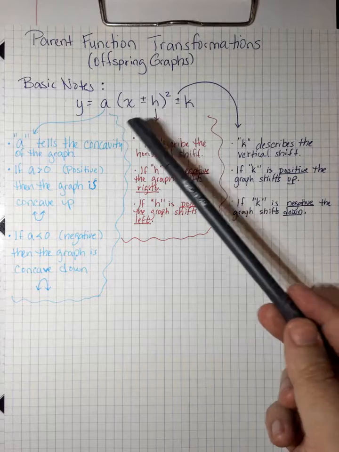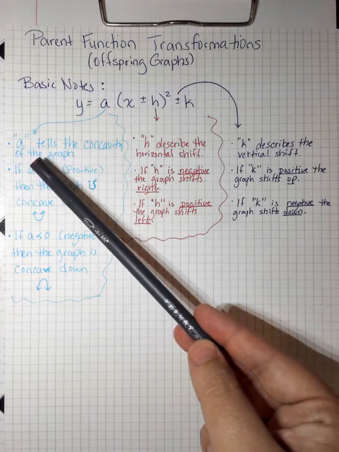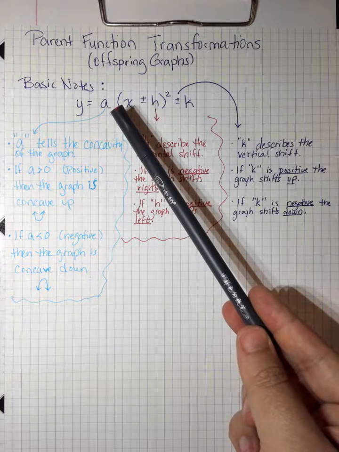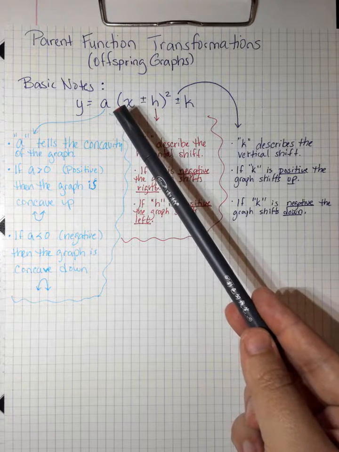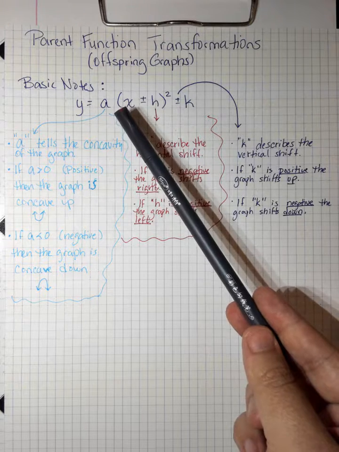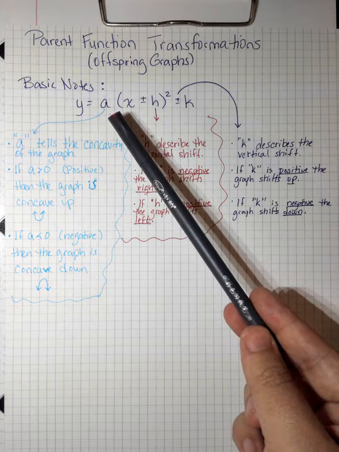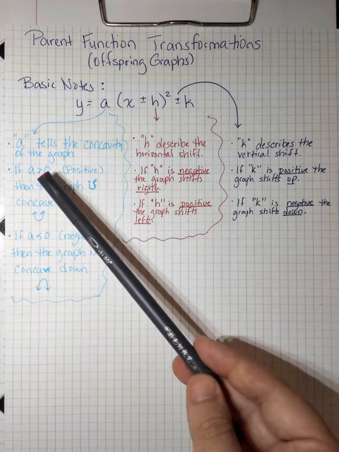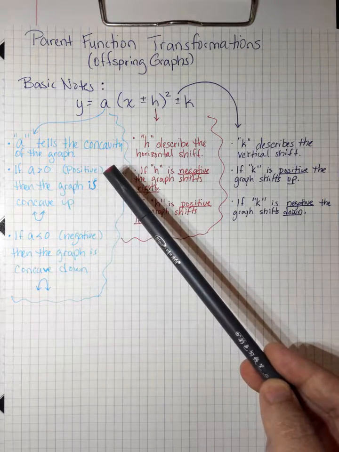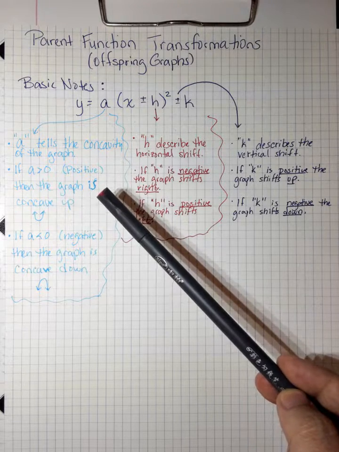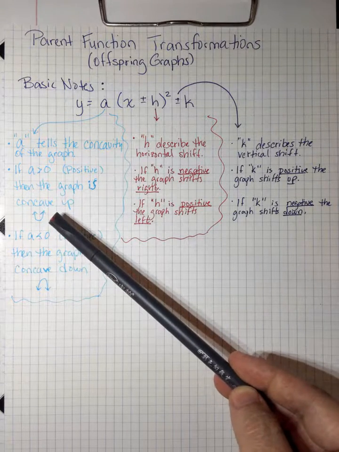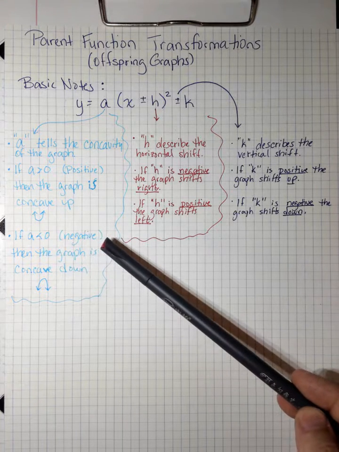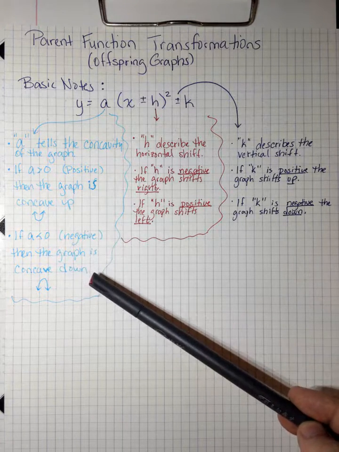So for example, if there's a number there besides 1, it tells us a whole lot more about whether the graph's going to be skinny or wide. But right now we're just going to talk about the concavity. So a tells the concavity of the graph, which means if a is greater than 0, or positive, then this quadratic function is going to be concave up, so it's going to be a smiley face. If a is less than 0, or negative, then this graph is going to be concave down, or a sad face.